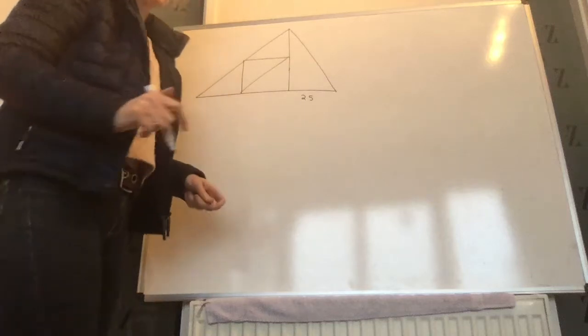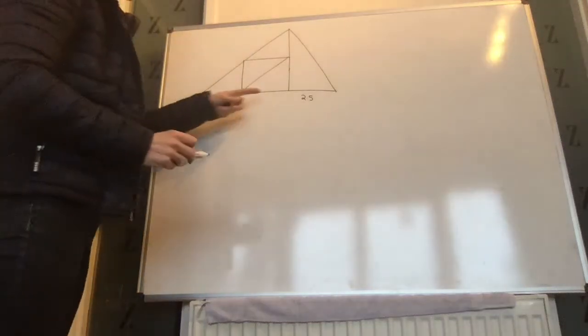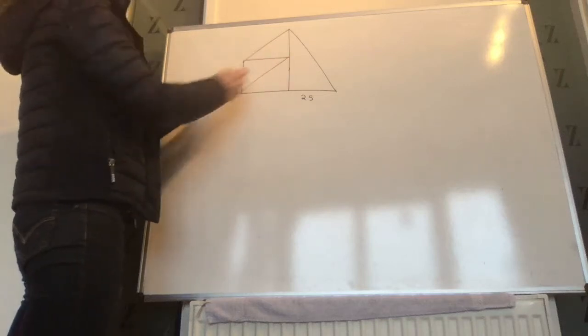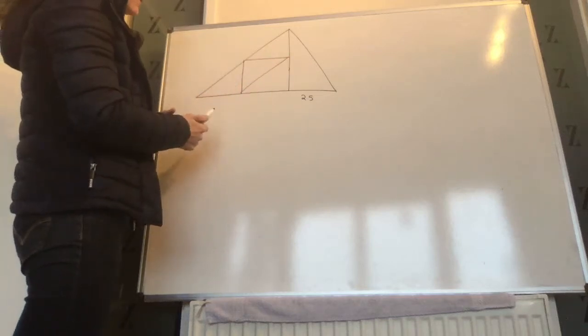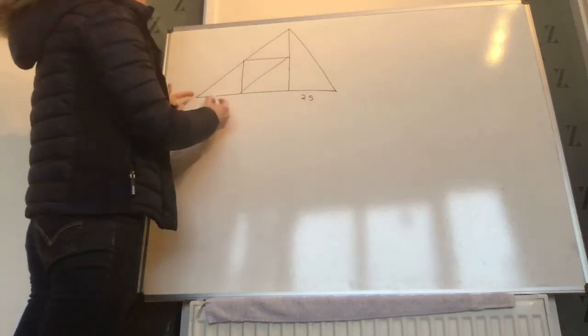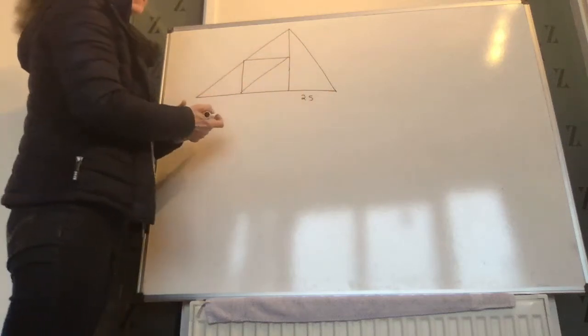So question 6b, I didn't realise there was another part to it. So basically, this is what you're given. You're told all of these little triangles are identical. I didn't draw them perfectly, but they are identical. And you're also told that the big triangle is similar to the little triangles.